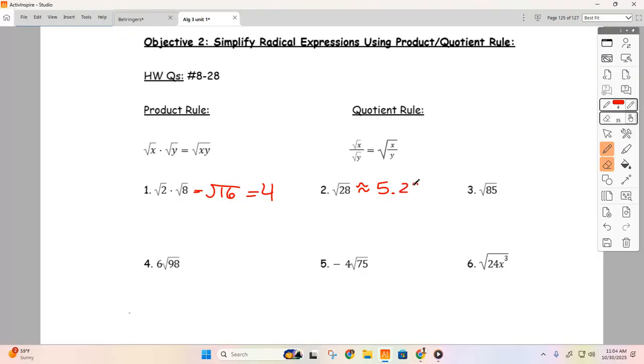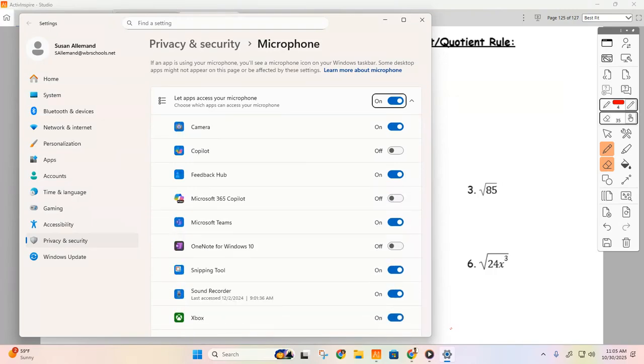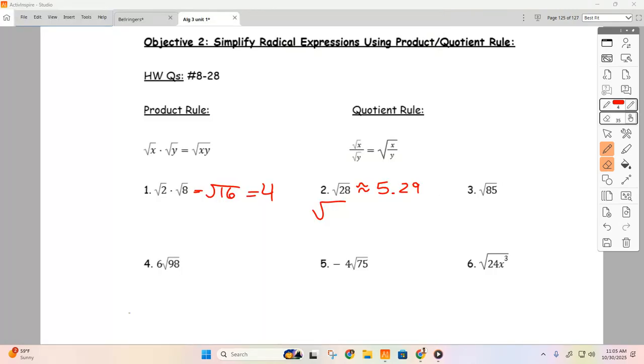We are not allowed to use approximations. We need exact answers, but we need the radical to be simplified. So what I'm going to look for is my perfect square numbers. Will 4 go into 28? Yes, it does, 7 times. So I'm going to separate this as 4 times 7.